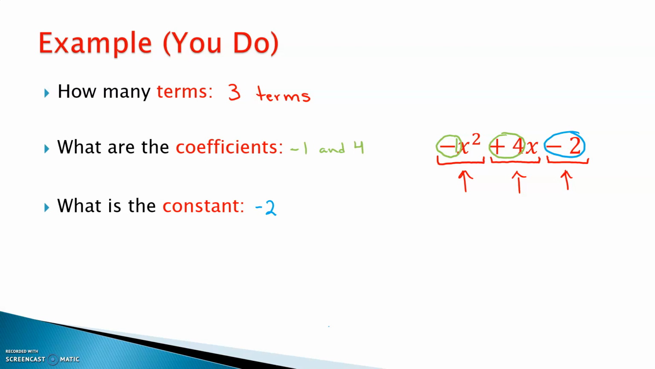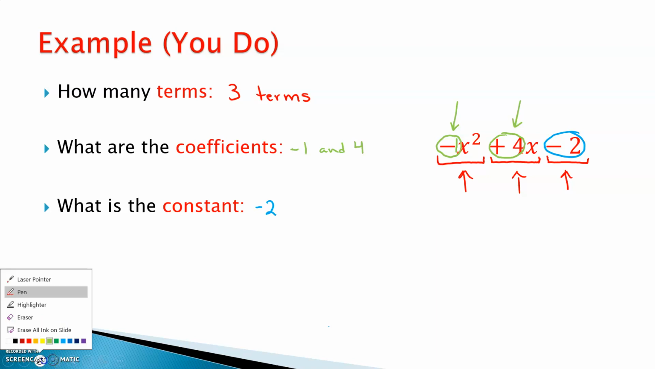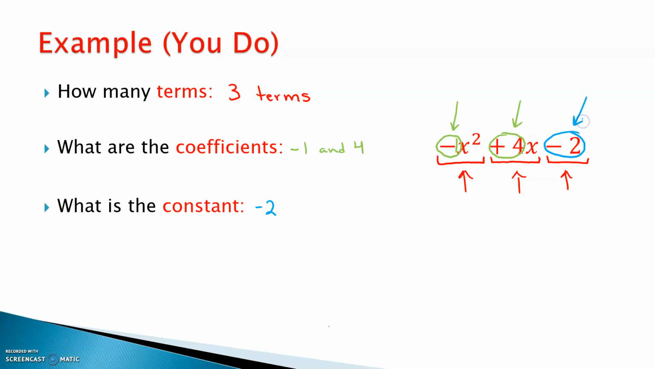Which ones are our coefficients? Again, our coefficients are the numbers in front of the variables. So there was that negative 1. Don't forget about the negative. And then there was that positive 4 in front of that other x as well. The last one is the constant. Again, the constant term is the one that doesn't have any variables. So that was just a negative 2 at the end.